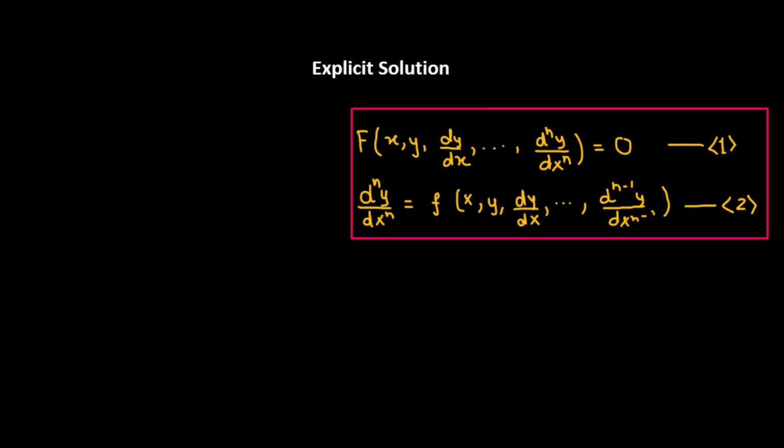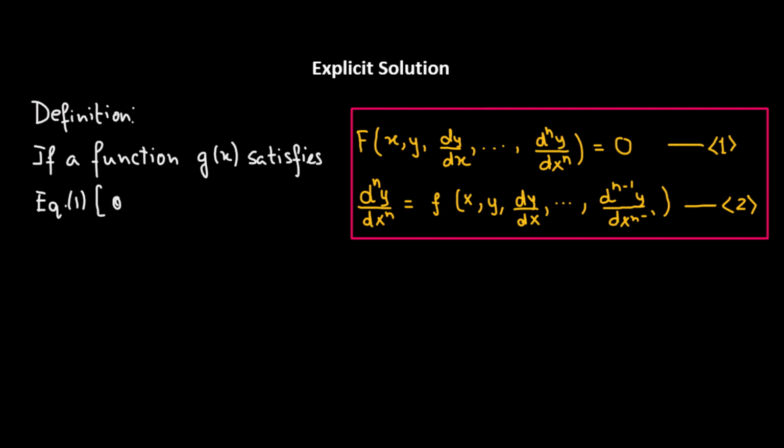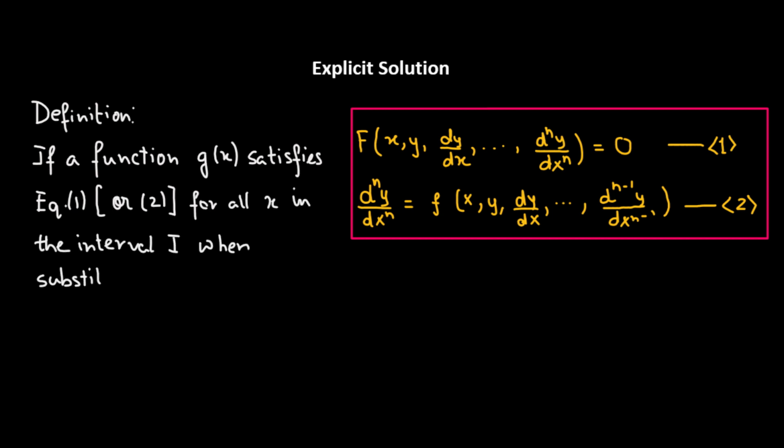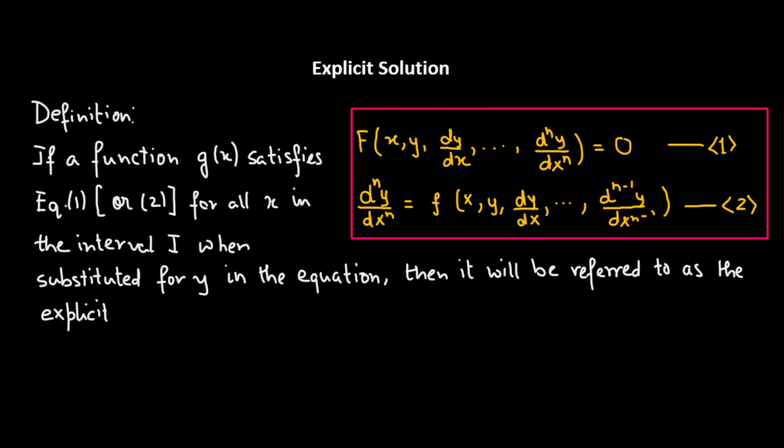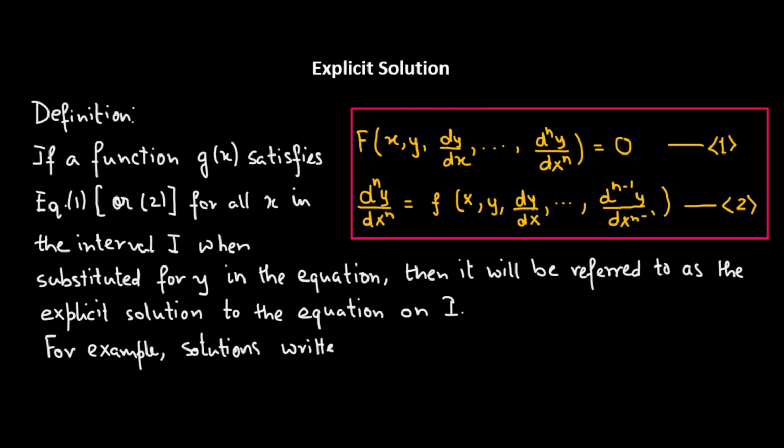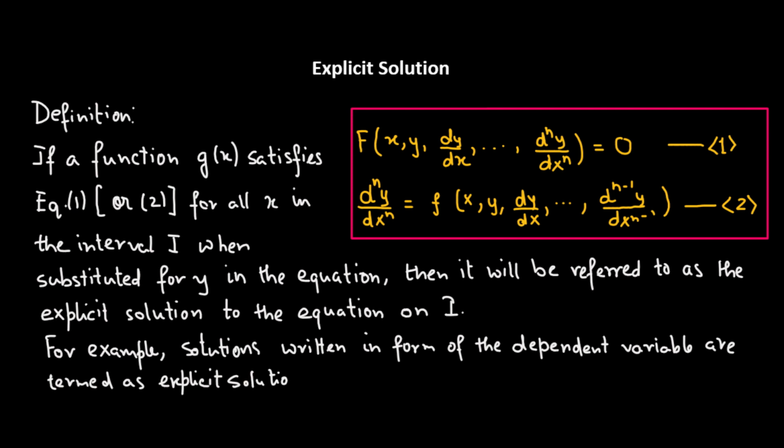Explicit solution. Definition: if a function g of x satisfies equation 1 or 2 for all x in the interval I when substituted for y in the equation, then it will be referred to as an explicit solution to the equation on I. For example, solutions written in terms of the dependent variable are termed explicit solutions.